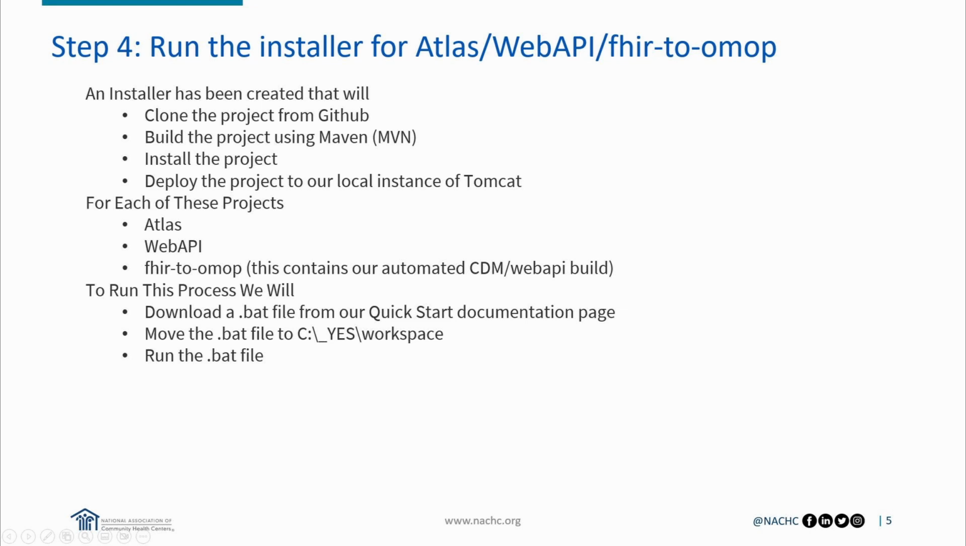This batch file is going to clone each of the Atlas, WebAPI and fhir-to-omop projects. It's going to clone the project from GitHub. It's going to build the project using Maven. It's going to install the project using Maven, and then it's going to deploy WebAPI and Atlas to Tomcat. And at that point, both of those applications will be ready to run, except there's no underlying database, and so we'll create the CDM and WebAPI databases using the automated process in the fhir-to-omop project in the next step.